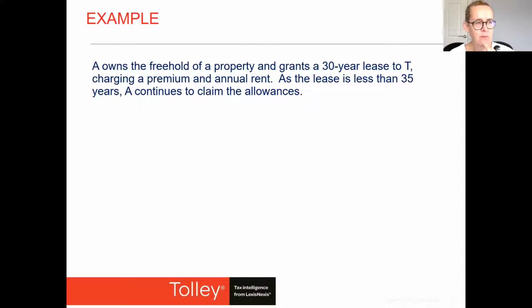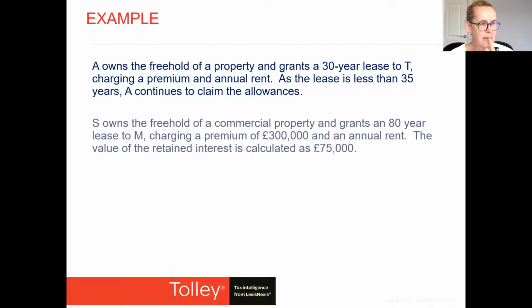A owns the freehold of a property and grants a 30-year lease to someone else, charging a premium and annual rent. Because the lease is less than 35 years, A will continue to claim the allowances. They will be able to set those allowances off against their rent, but the lessee does not get any of the structures and buildings allowance.